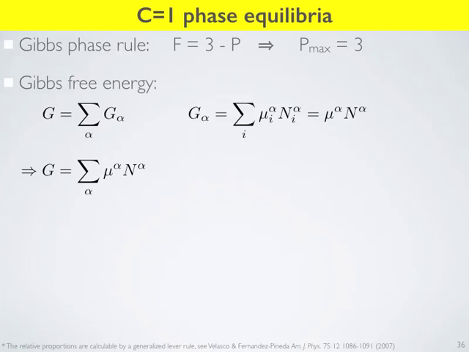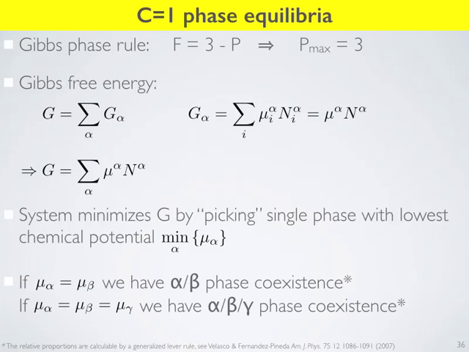Now our claim was that the system is going to behave like a rational consumer and it's going to try and minimize its Gibbs free energy. That's what thermodynamics tells us. And in the case of a single component, C is equal to one, we have a very simple prediction that the system is just going to pick the phase with the smallest value of the chemical potential. Because if it did anything else, it would be elevating its Gibbs free energy. So it's going to live in the phase with the smallest value of mu alpha.